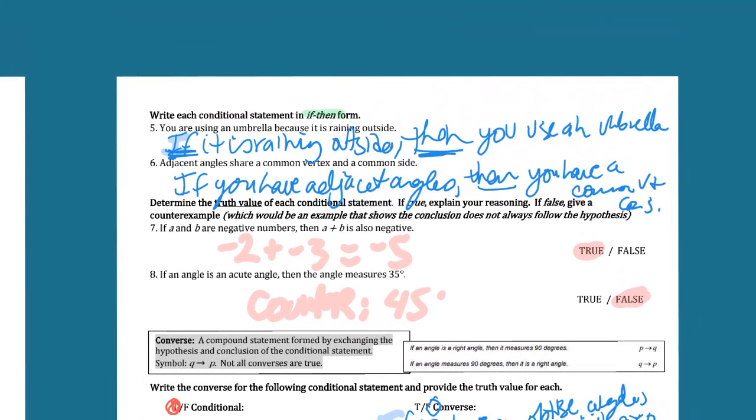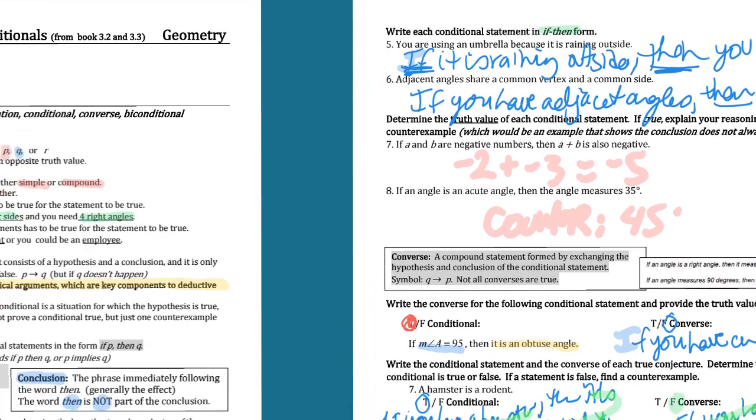And if I want to talk about the hypothesis, you leave off the word if. You say it's raining outside. And then the result or conclusion would be use an umbrella. Okay, so those are the main things we talked about today.